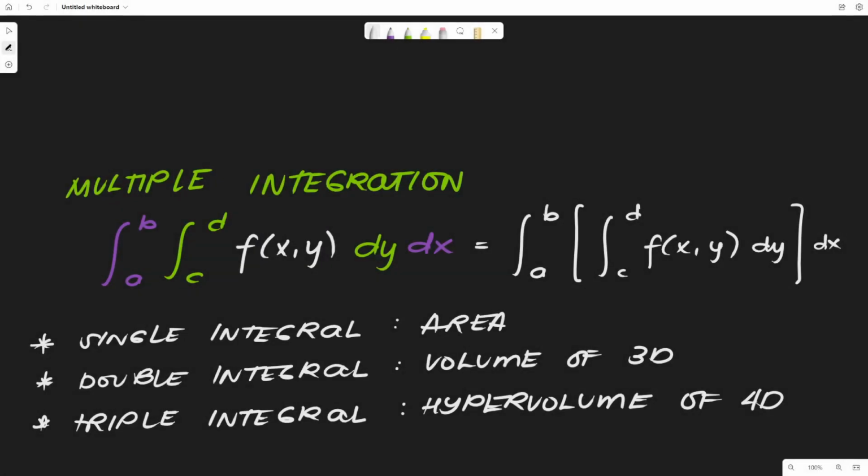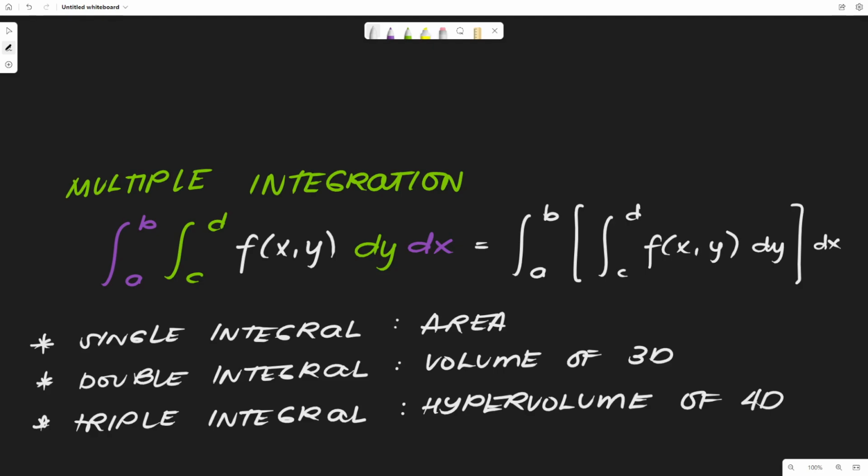Yan, so welcome to today's lesson. We will be discussing one of the advanced topics under calculus. Actually, sa ibang bansa this is under Calculus 3, I think. So, multiple integration. When you say multiple integration or multiple integrals, these are integrals involving two or more integration operations.